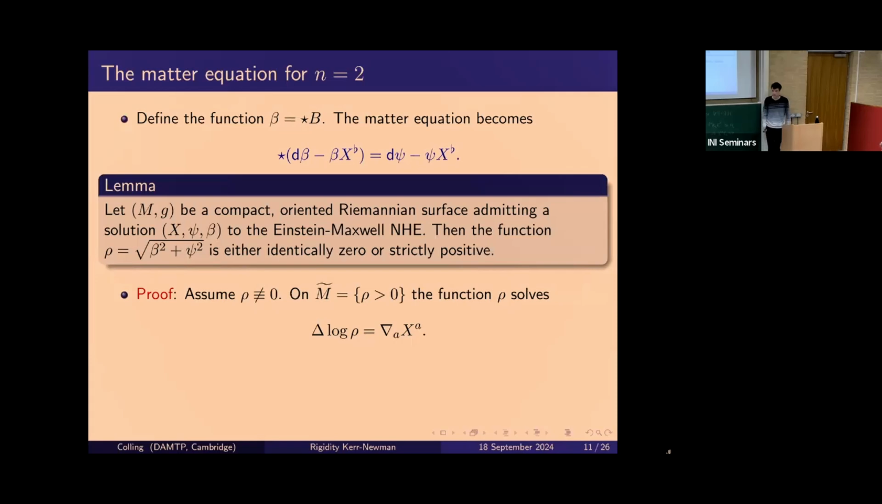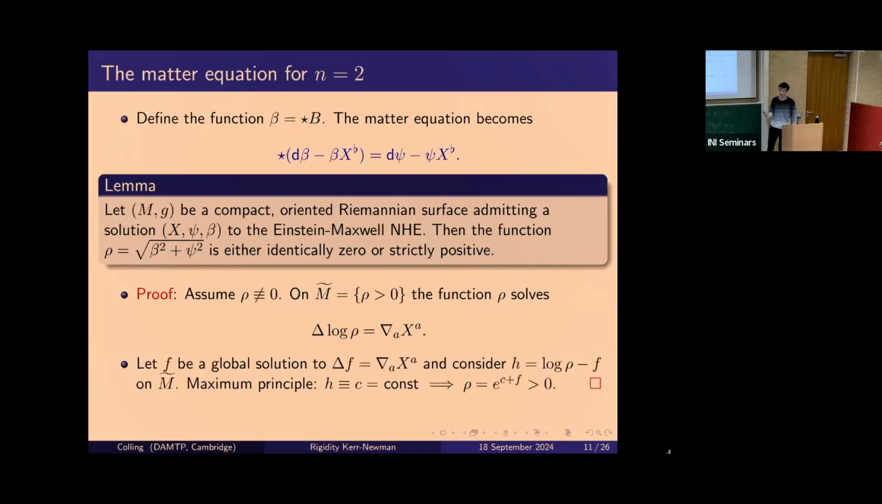And then by standard results, such an equation has a solution on a compact manifold, which is unique up to adding a constant. I'm going to call this global solution F, and consider H, which is log rho minus F. So H will be harmonic on M tilde. Moreover, H has to attain a maximum in the interior of M tilde, because as you approach the boundary, log rho will tend to minus infinity. Then, by the maximum principle for harmonic functions, H will have to be constant, and then rho is going to be some constant times e to the F, which is positive.